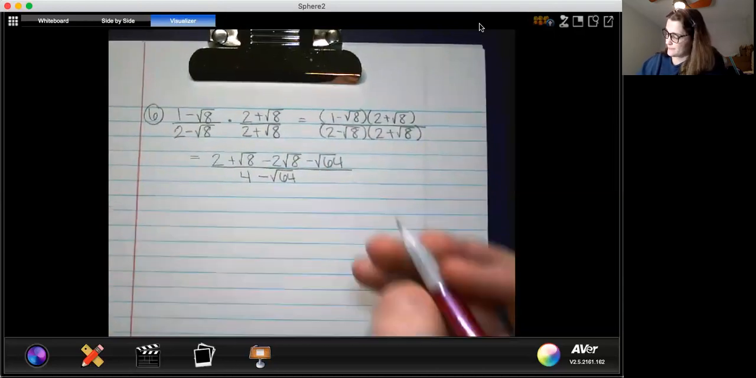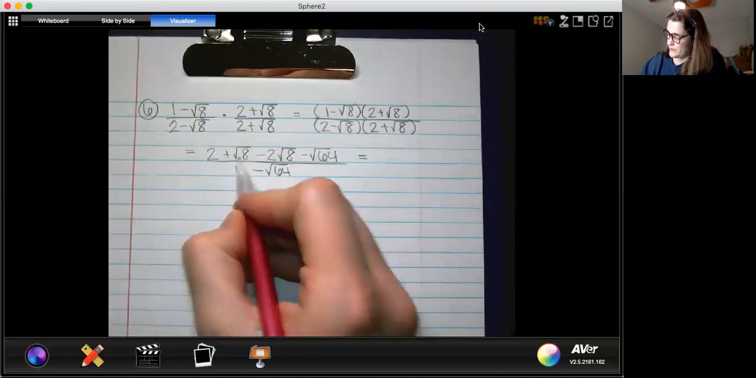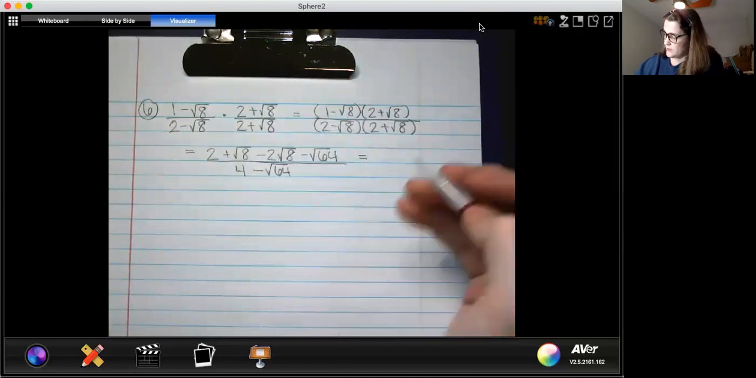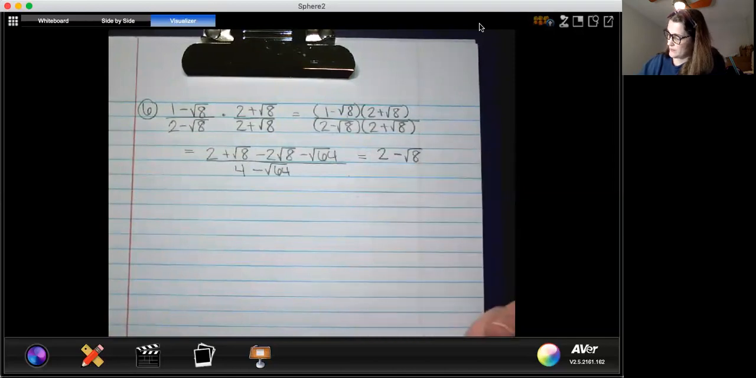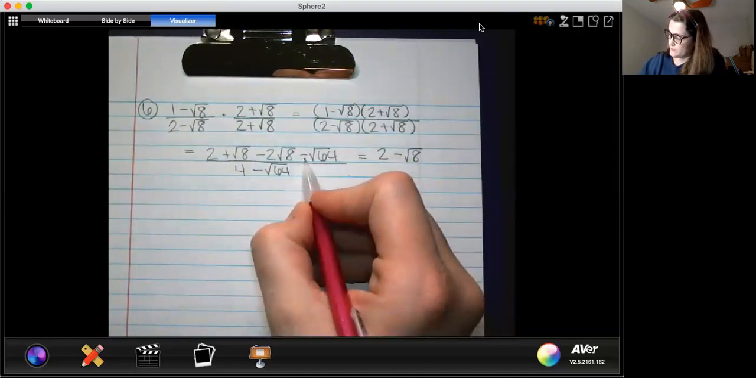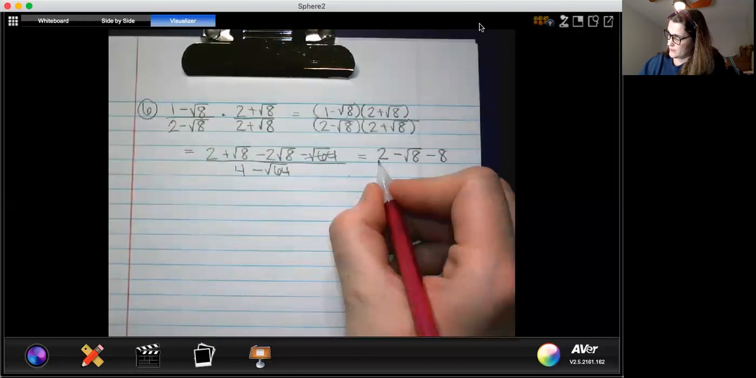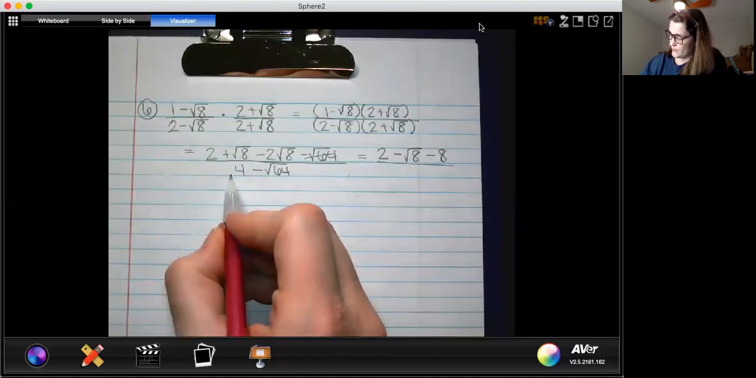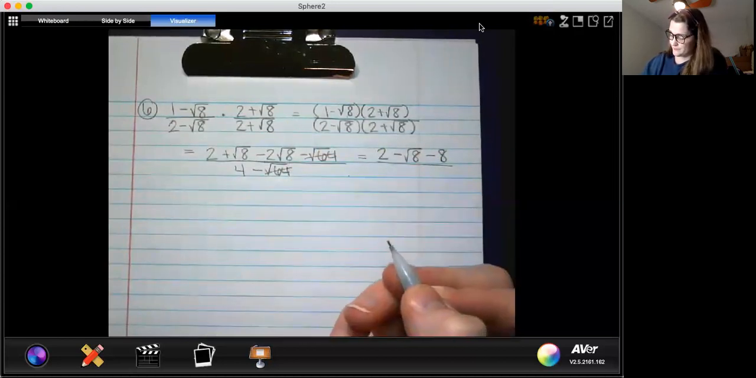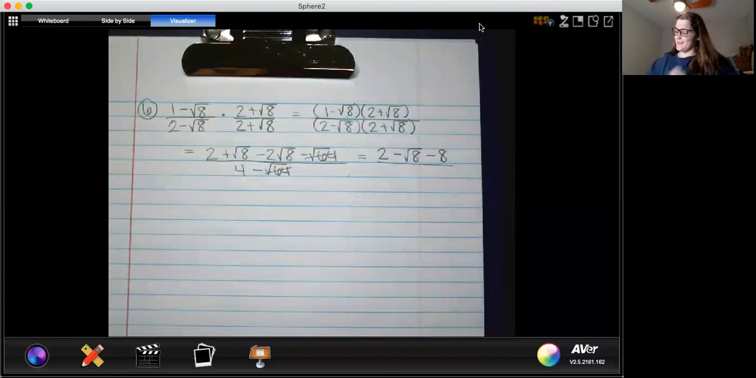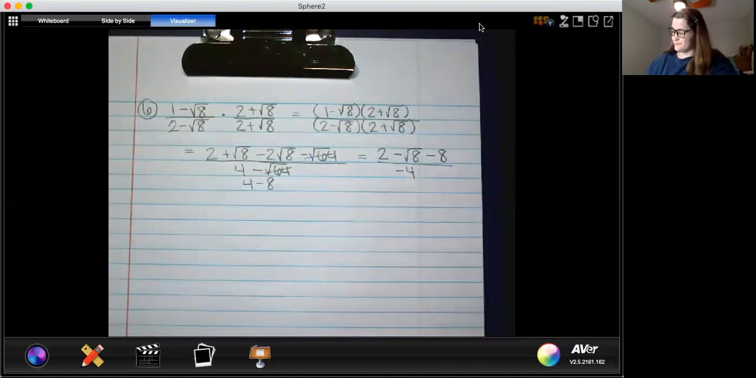All right, now let's simplify. In the numerator, square root of 8 and minus 2 square root of 8 would simplify as negative square root of 8. And negative square root of 64 is actually negative 8. Then in the denominator, square root of 64 is 8, so we would have 4 minus 8, which would give me negative 4.